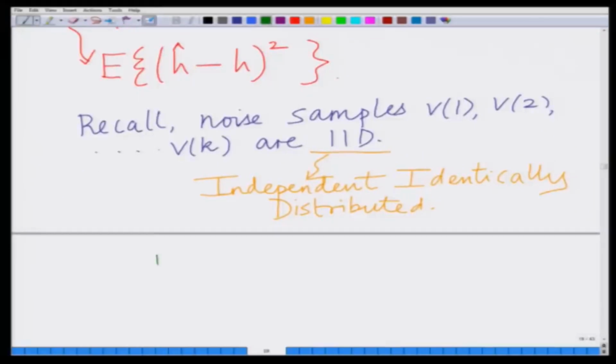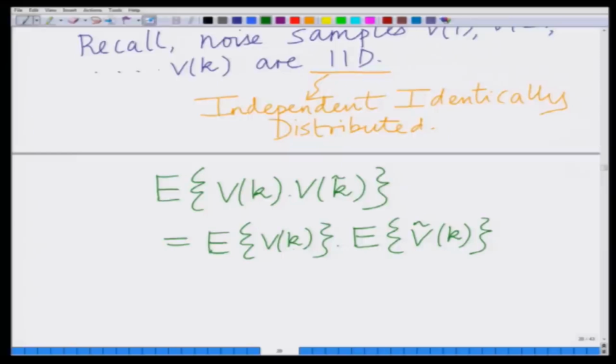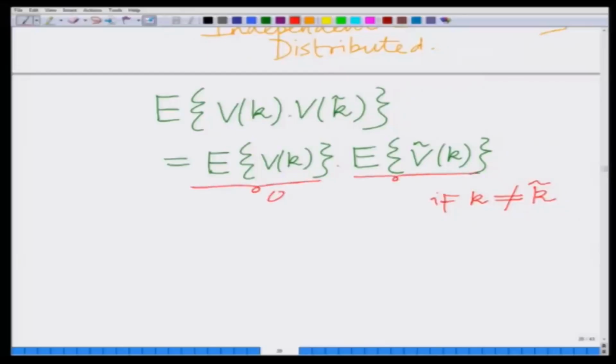identically distributed, which means if I take any two noise samples Vk and Vk tilde and look at the product, the expected value of the product Vk Vk tilde is equal to the expected value of Vk times the expected value of Vk tilde if k is not equal to k tilde. However, we know that the noise samples are 0 mean, therefore, the expected value of Vk and the expected value of Vk tilde are both equal to 0. Therefore, the expected value of the product is 0 if k is not equal to k tilde.